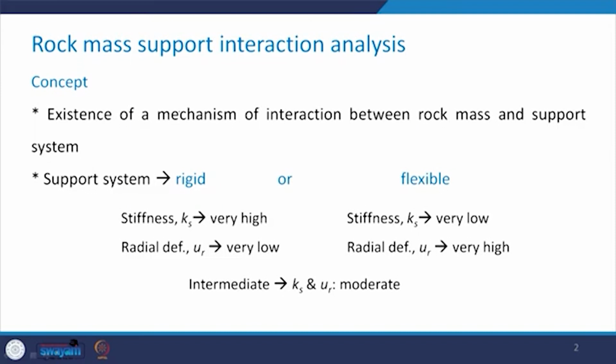Let us start with the concept of rock mass tunnel support interaction analysis. It includes the existence of a mechanism of interaction between the rock mass and the support system. Now, when I say rock mass, what does that mean? It is the medium in which the excavation has been made.